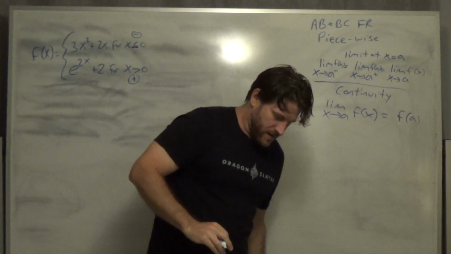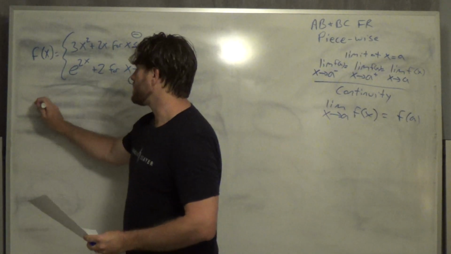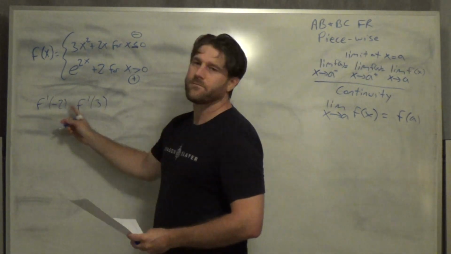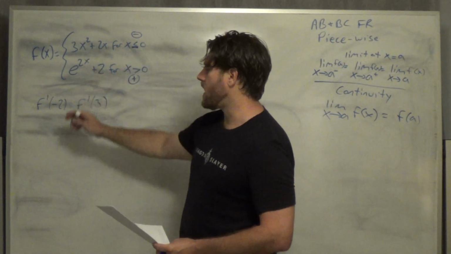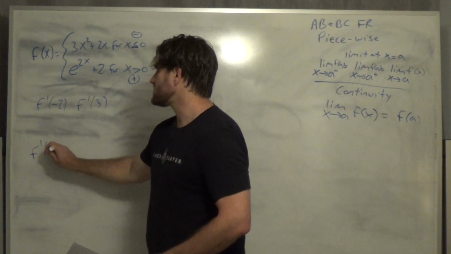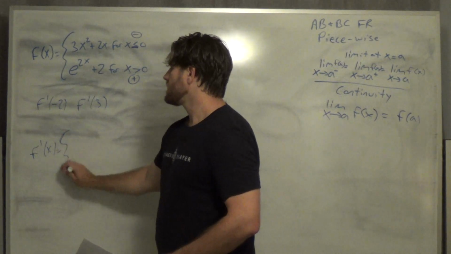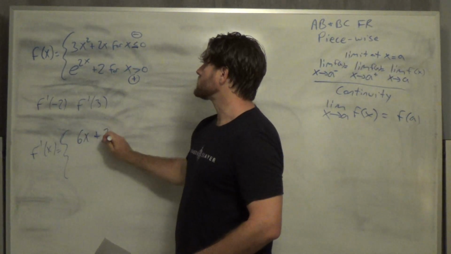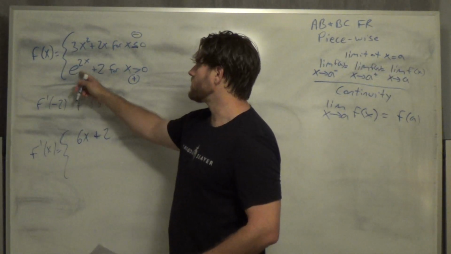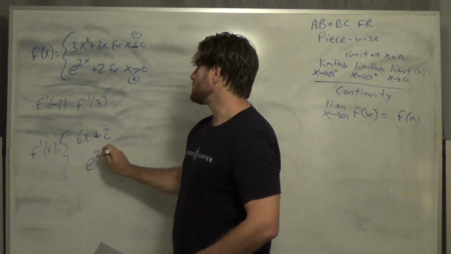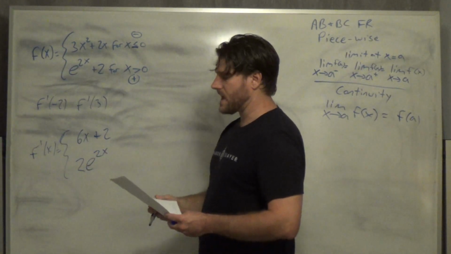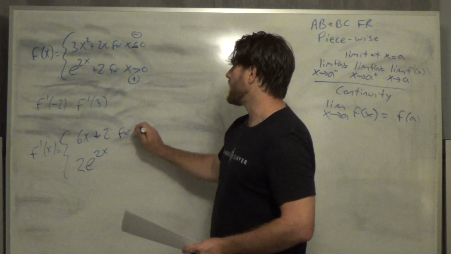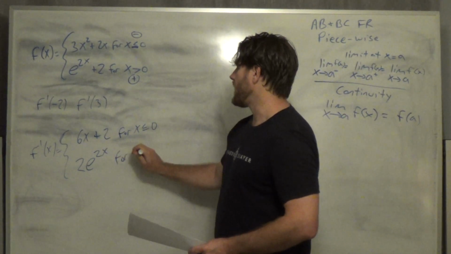Part B is asking for f prime of negative 2 and f prime of 3. But I can't find f prime for either one of these if I don't have a piecewise function for f prime. To make a piecewise function, it's actually very easy. You just take the derivative of the top and bottom separately. I take the derivative of the top, I get 6x plus 2, and I take the derivative on the bottom. Well, the derivative of e to the u is simply e to the u times the chain, and the derivative of 2 goes away. And I keep these same pieces here, so 4x and 4x greater than 0.